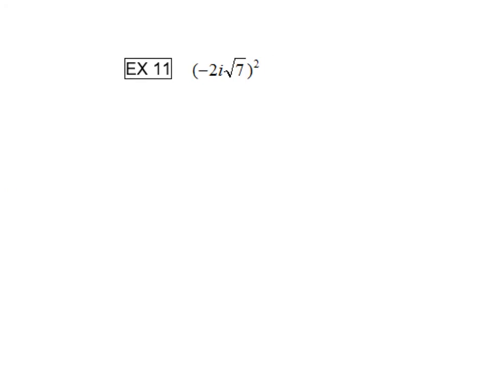Last example, we're going to square everything on the inside. We have a negative 2, an i, and a square root of 7. So negative 2 squared is positive 4. i squared is i squared. And square root of 7 squared is 7. So this i squared we know is negative 1. So we're going to multiply 4 times negative 1 times 7, and we get negative 28.